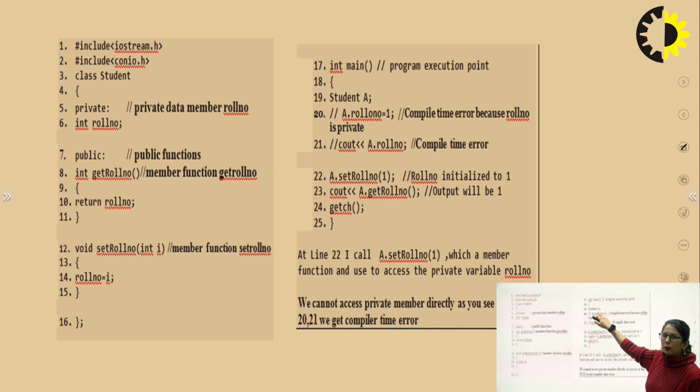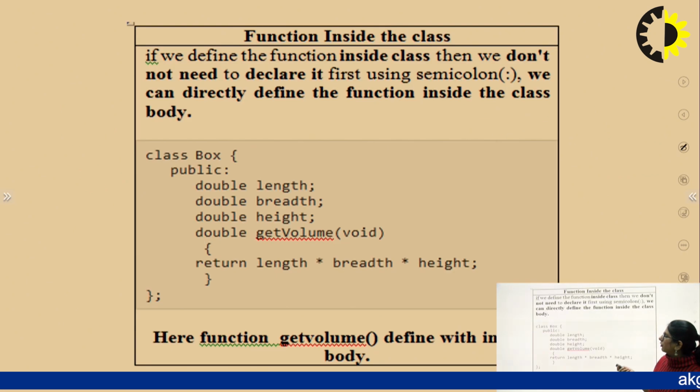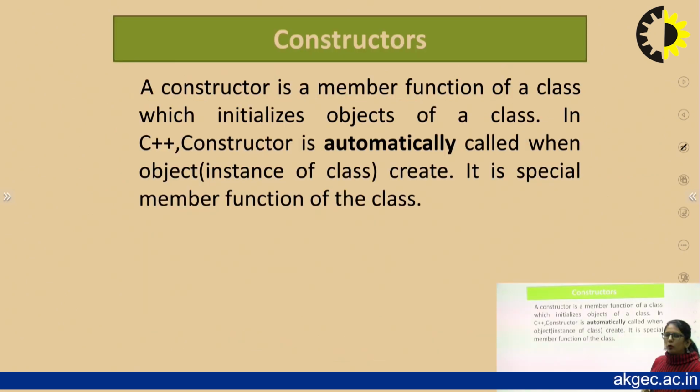We have created an object of the class here. With the help of the object, we are calling this member function. But constructors are special member functions which get automatically called when the object is created. It is a special member function of the class. That's why we say it's special, because there is no need to call it. It gets automatically called once the object is created, right?